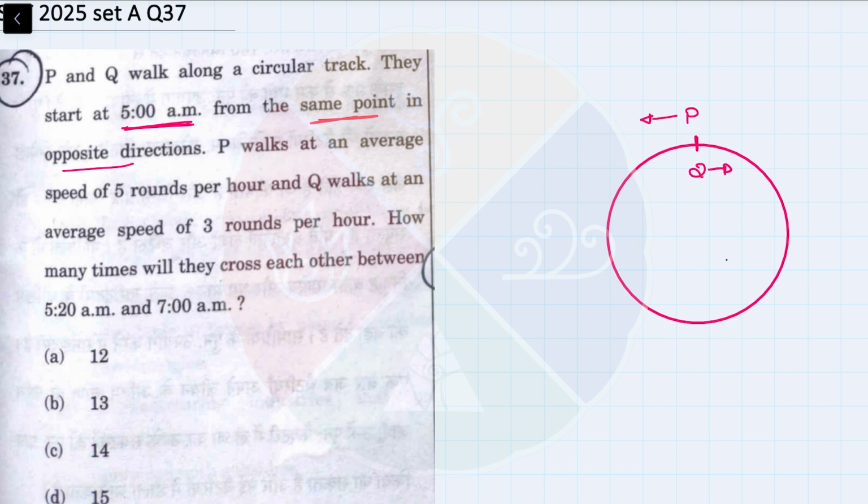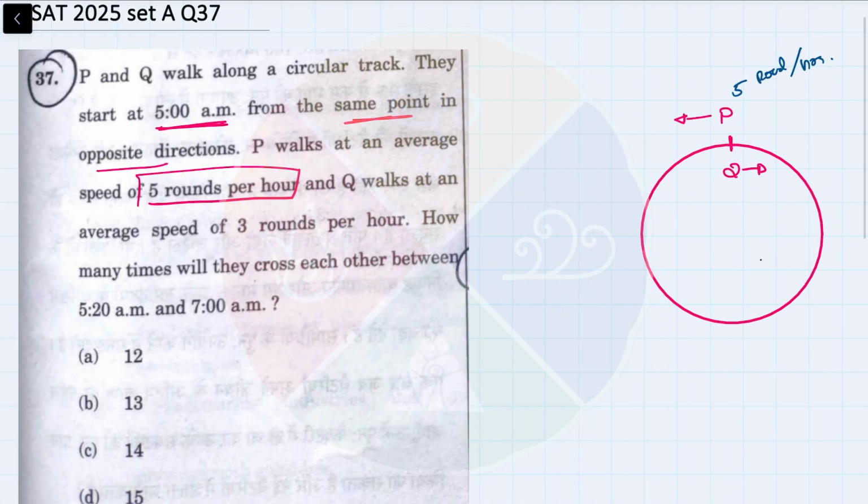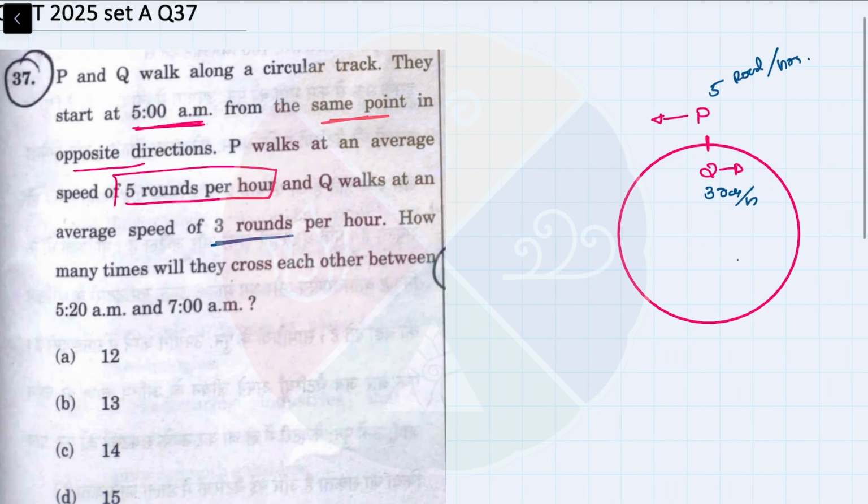P walks at an average speed of 5 rounds per hour, while Q has an average speed of 3 rounds per hour. How many times will they cross each other between 5:20 and 7?